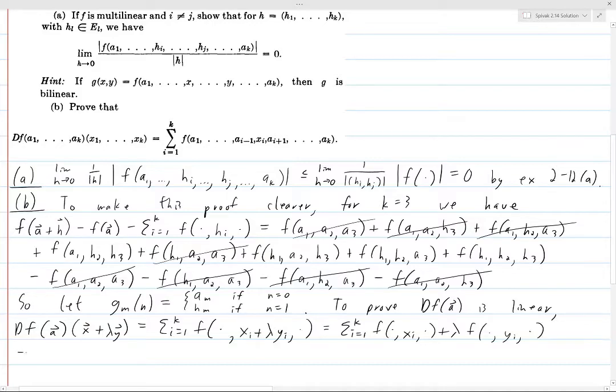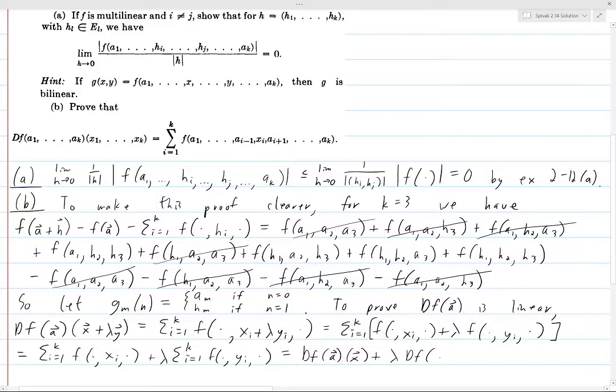And then we just use the linearity of finite sums to break this into the sum from i equals 1 to k of f of dots x_i dots plus lambda times the sum from i equals 1 to k. So just to make this clear, this is the sum of terms that look like this, but now we're breaking this up into two separate sums. So f of dots y_i dots, and this by definition is dfA x plus lambda dfA y. All right, so that's linearity.